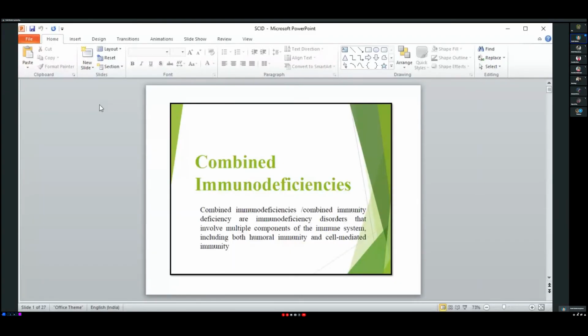I hope that it is visible. So now we will do combined immunodeficiencies. Combined immunodeficiencies, or combined immunity deficiency, are immunodeficiency disorders that involve multiple components of the immune system. It includes both the humoral as well as cell mediated immunity.